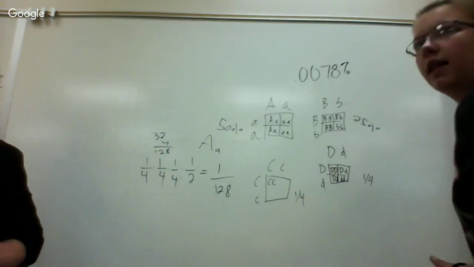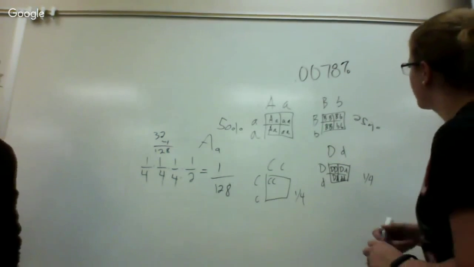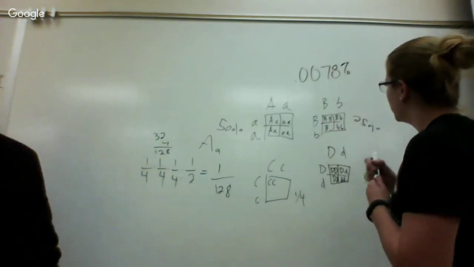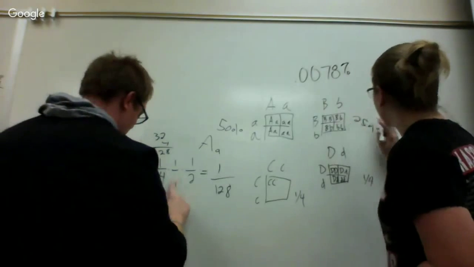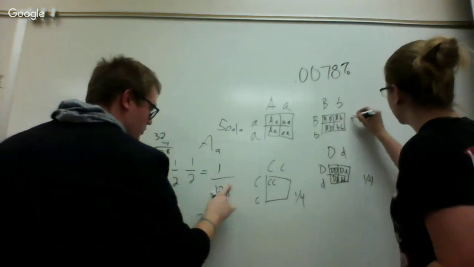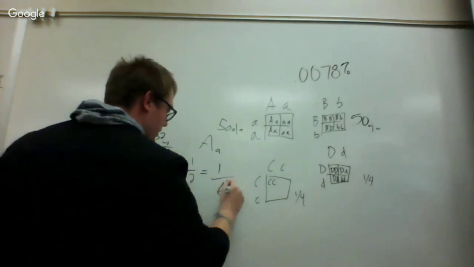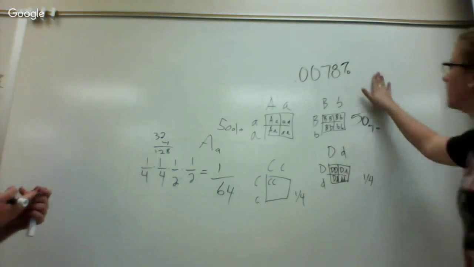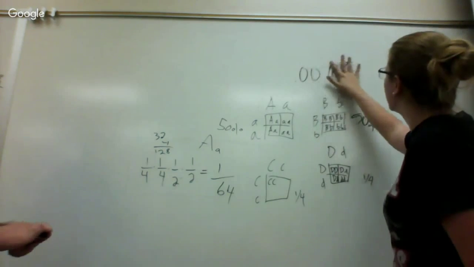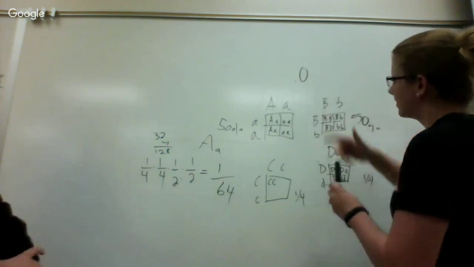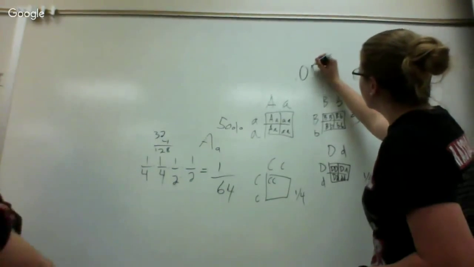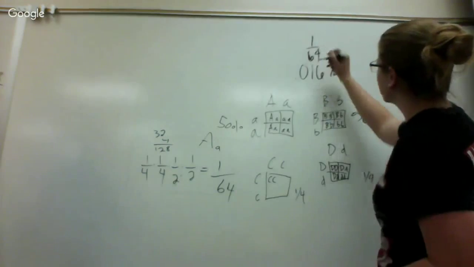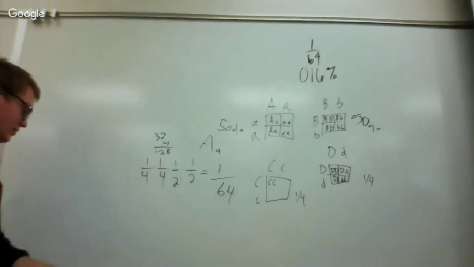Yeah, actually. Why isn't that one big B, small b? At the bottom corner? Yeah, that should be big B, small b though. I messed it up. So then this should be 50. You were right. You got it right. 1 divided by 64 is 0.016, which is 0.016%. There we go. 1/64.